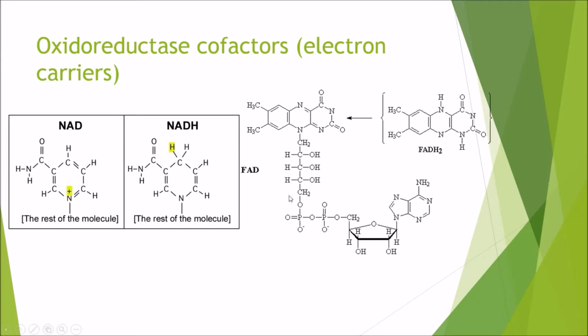Then over here we've got FAD. This here is the normal form of FAD, and this here is the reduced form, and as you can see we've got one hydrogen, two hydrogens attached. So the reduced form of FAD is FADH2.